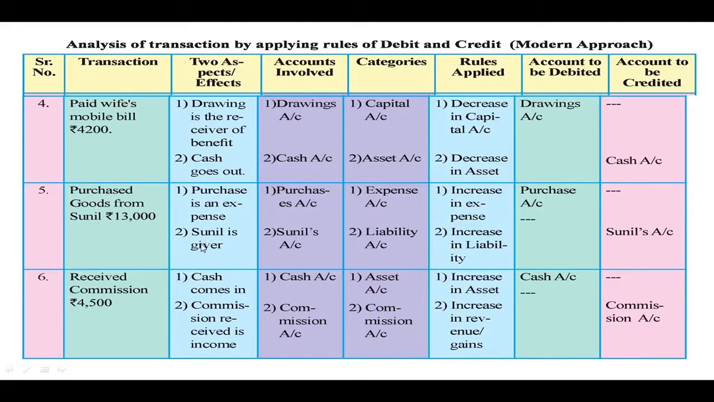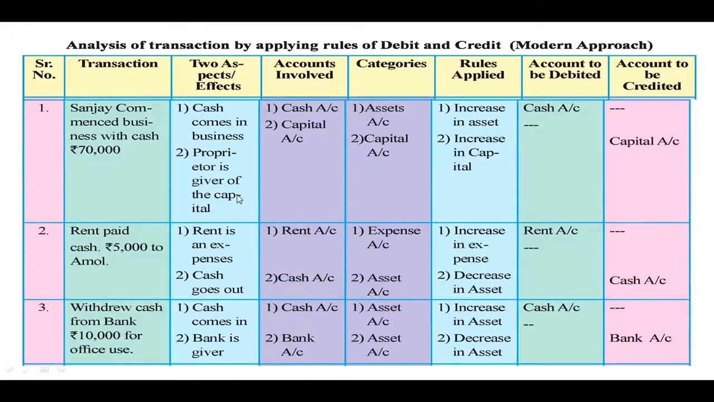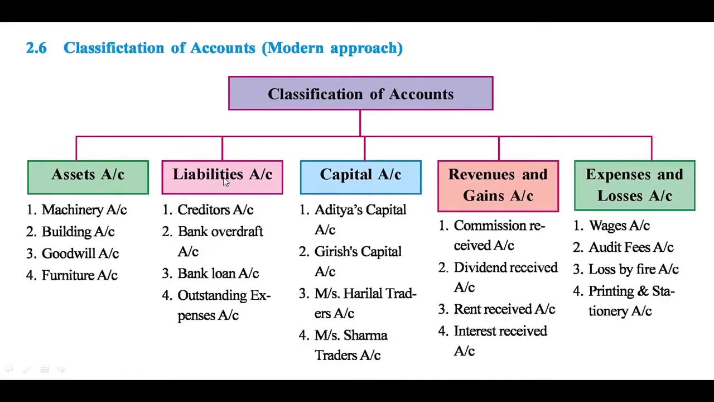Sunil is the giver. He is the creditor. Now two accounts which are involved in this transaction are purchases account and Sunil's account. Sunil is a creditor. Category: purchases account is the expenditure account and creditors account comes under the category of the liability. Here you can see second is the liabilities account and creditors account is recorded under the second category of the liability. Since Sunil has supplied goods on credit basis, he is considered as the creditor and his account is classified under the category of the liabilities.